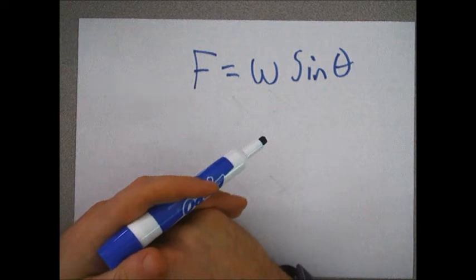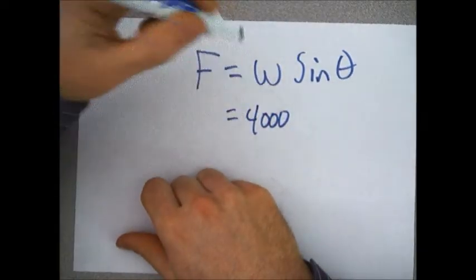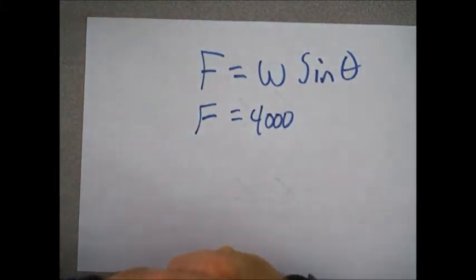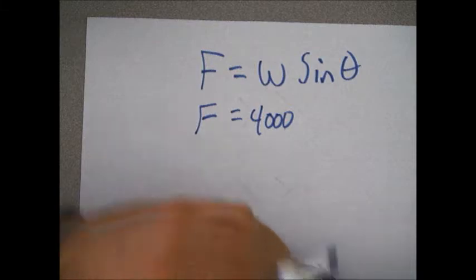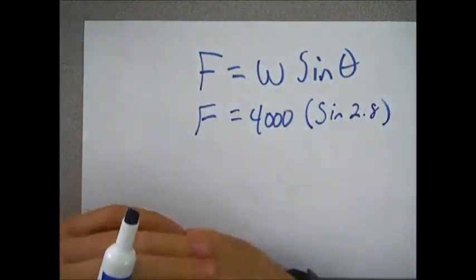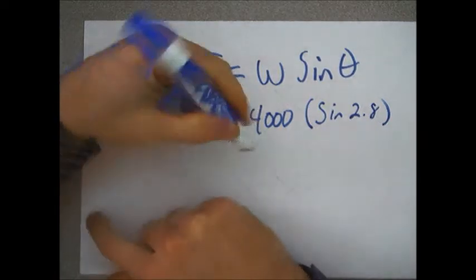So where am I going to plug that in? For W. Okay, so we're going to say 4,000. We're finding the force, so we leave our F. And it tells us our angle of elevation is 2.8 degrees. So this is really sine of 2.8. So now go to your calculator. Make sure it's in degree mode. Figure out what sine of 2.8 is.